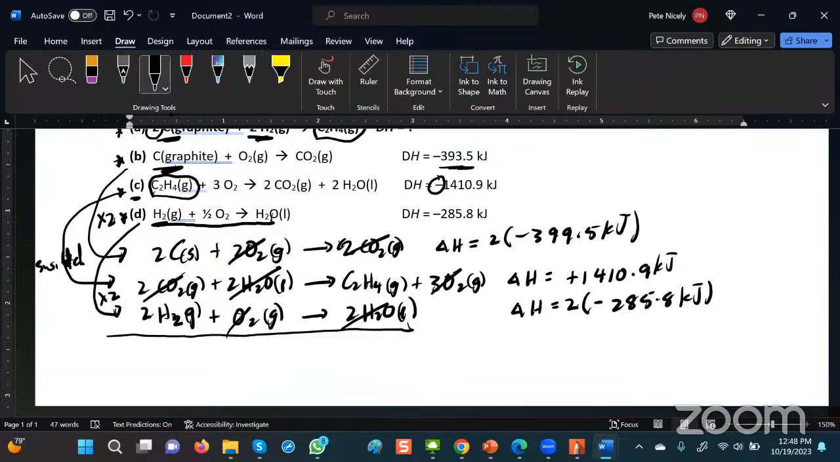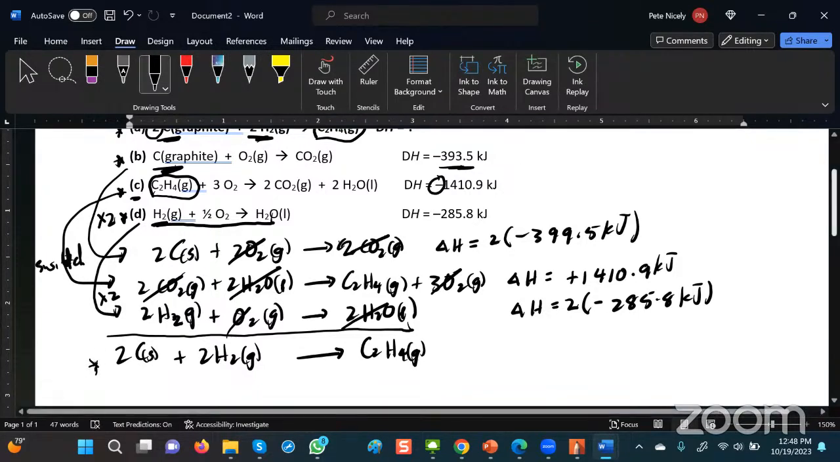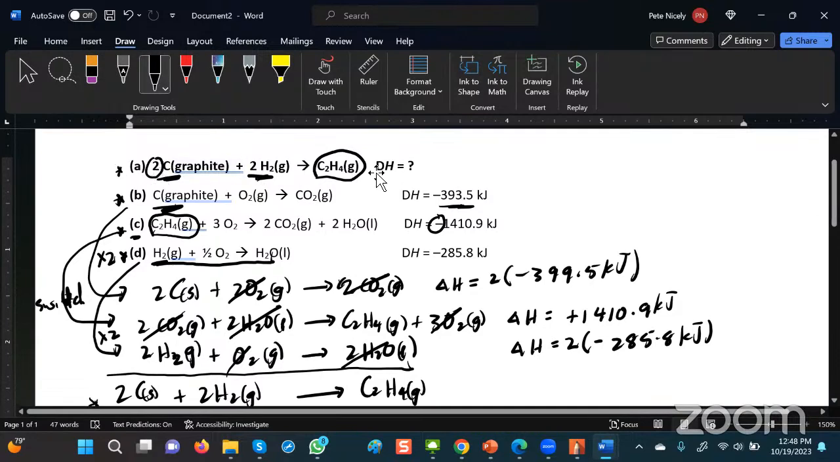So what are we left with? There's nothing else that will cancel out. So we'll be left with 2 carbon solid plus 2 H2 gas. Those are the items on the left side of the equation. And then on the right side of the equation, you're going to have C2H4 gas. And if you look at this closely, you'll see that this is the same thing as the equation for which we're trying to find delta H. Same equation.